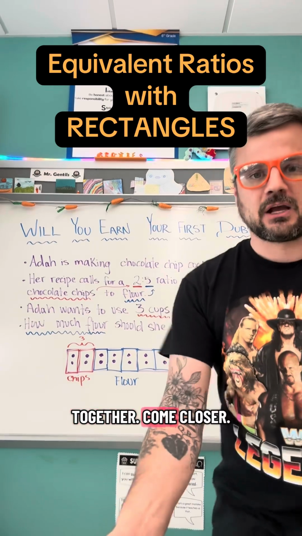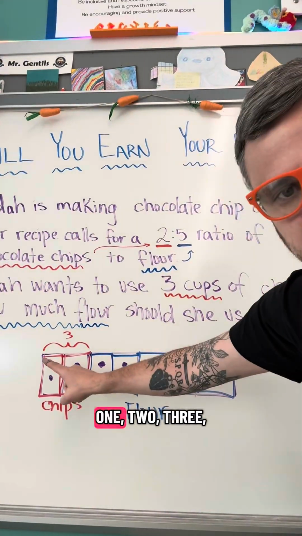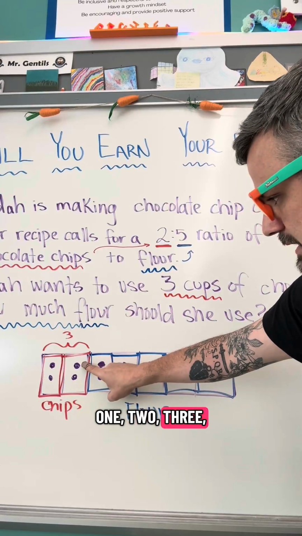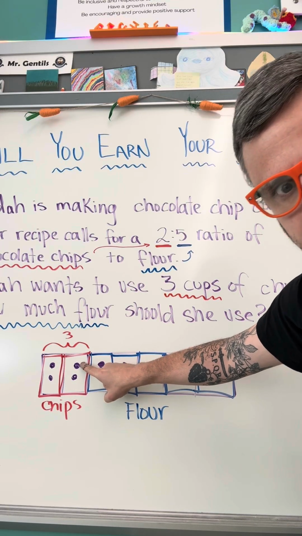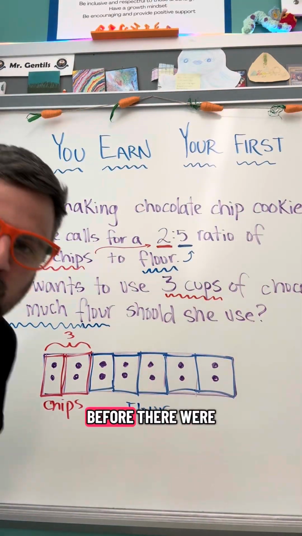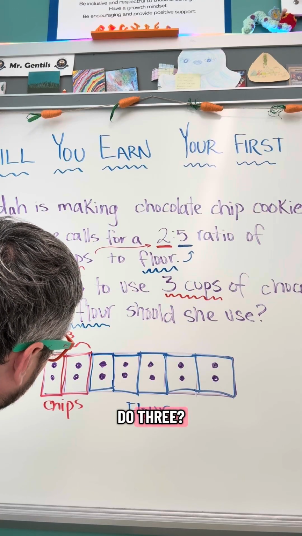Let's count them together. Come closer. 1, 2, 3, 4. Oh no, I've done it wrong. Okay, there's too much now. How are there too many? Before there were too little. There was only 2 and now there's 4. I need 3. How can I do 3?